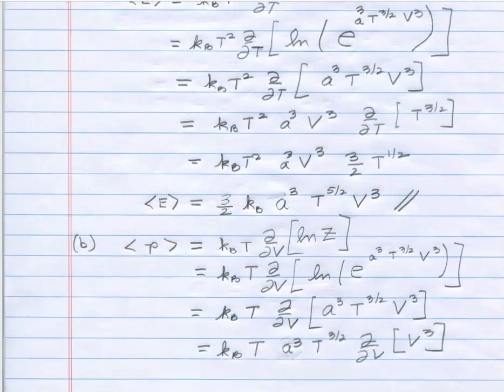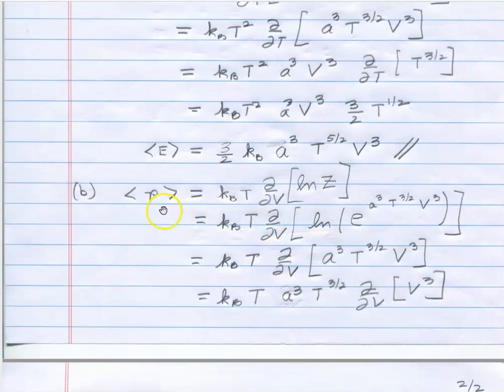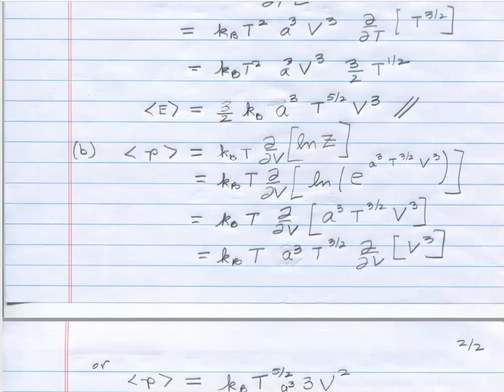Average pressure, just use the other formula that we developed in class. Remember, average pressure was kB T, partial V with respect to the natural log of Z. And again, that's given in table 18.1 in your book as well. Same story. Natural log. Just plug in our expression for what we're given as the partition function. Take the natural log of it. That just gives me the exponent. And the only difference is now we're taking the partial derivative with respect to V, treating T as a constant.